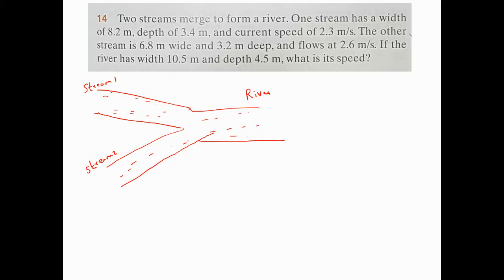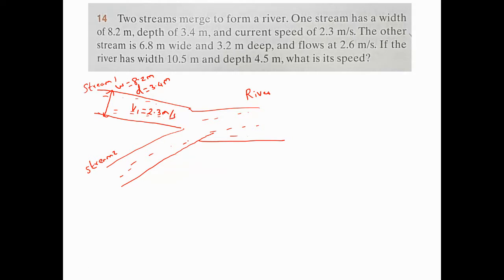Now one stream has the width of 8.2 meters. So what is the width of the first stream? The width of the first stream is given as 8.2 meter and its depth is given. How much depth does it have? 3.4 meter. And the water flowing through the stream has a speed. What is the speed? V1, which is nothing but 2.3 meter per second.